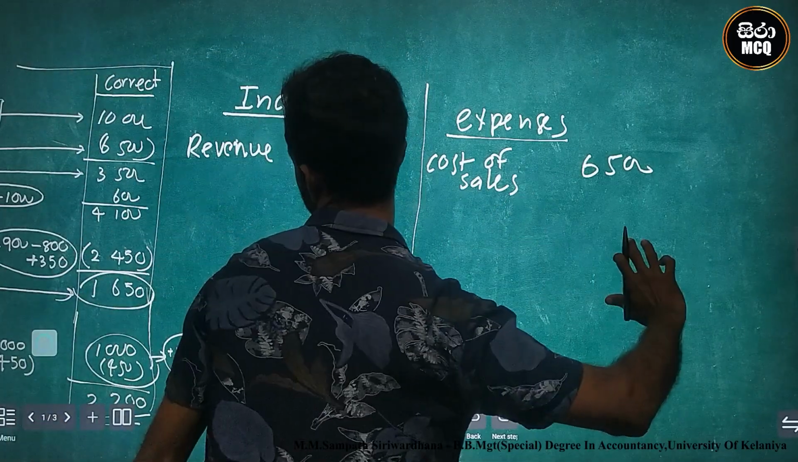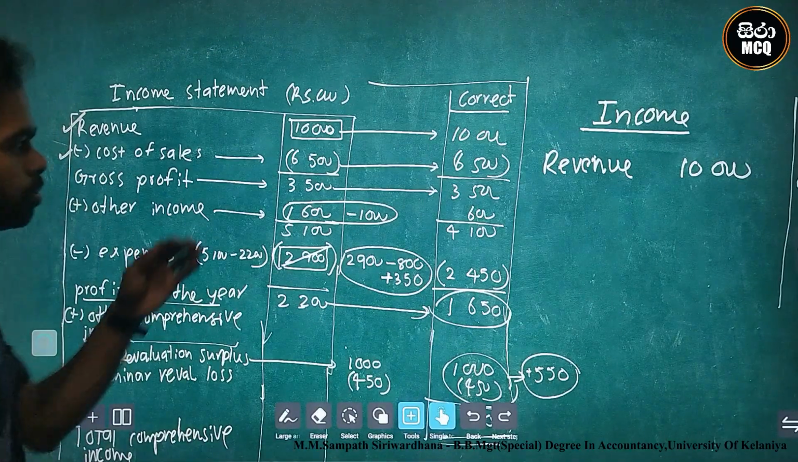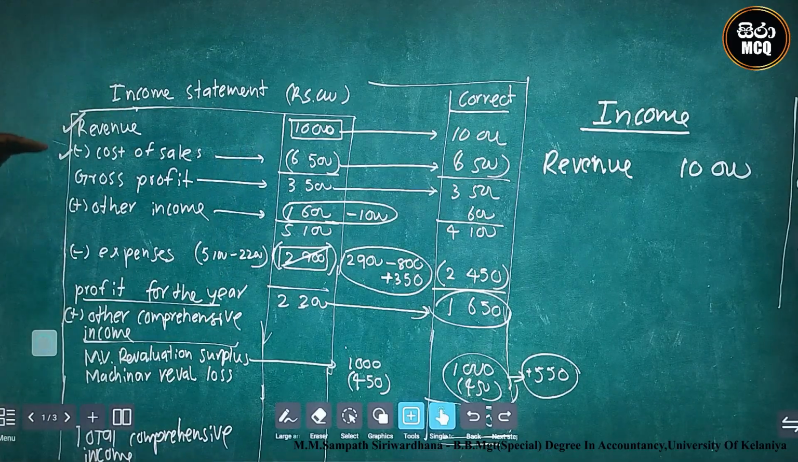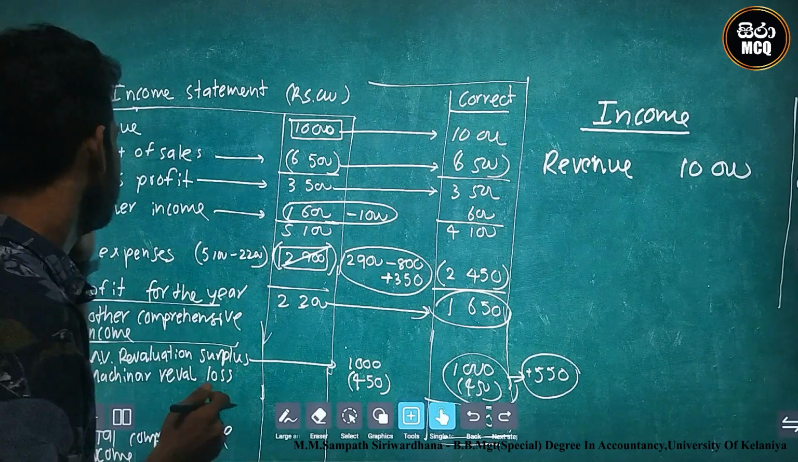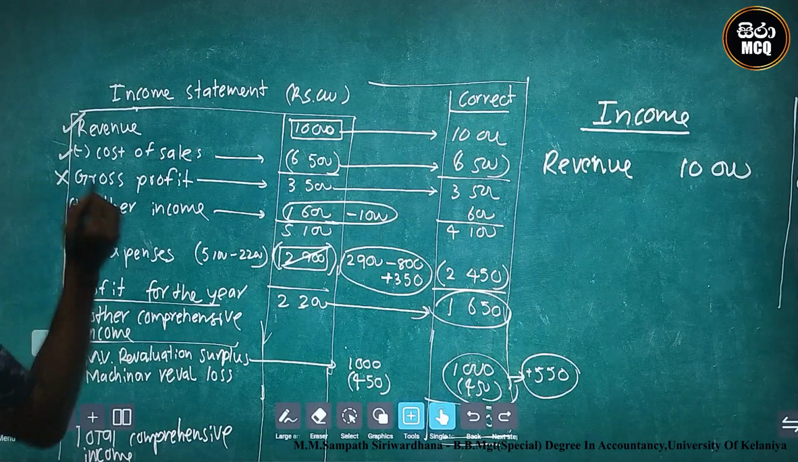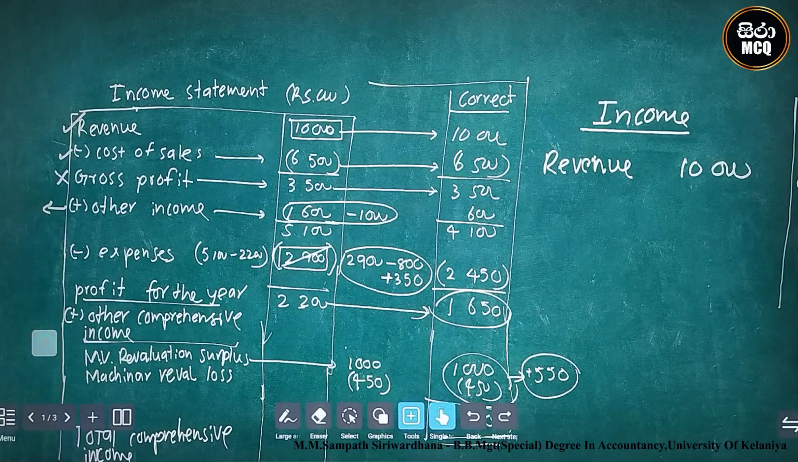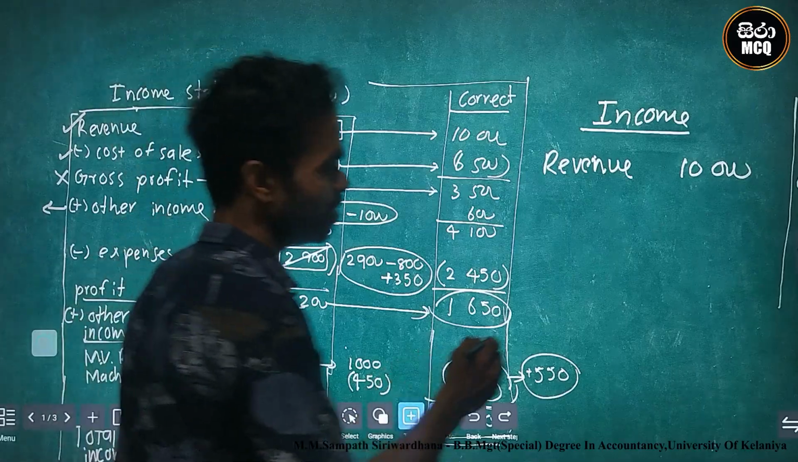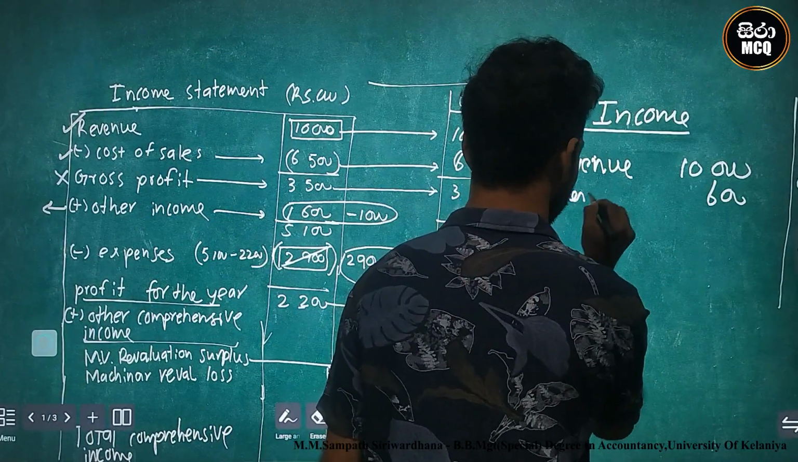After that, what are the income statement elements? Look here, gross profit is the cumulative of two, income and expenses, so it is a net effect. Therefore, we cannot take it as income or expense. Other income: what is the income? Other income actual value is 600. Therefore, I can take 600 as other income.